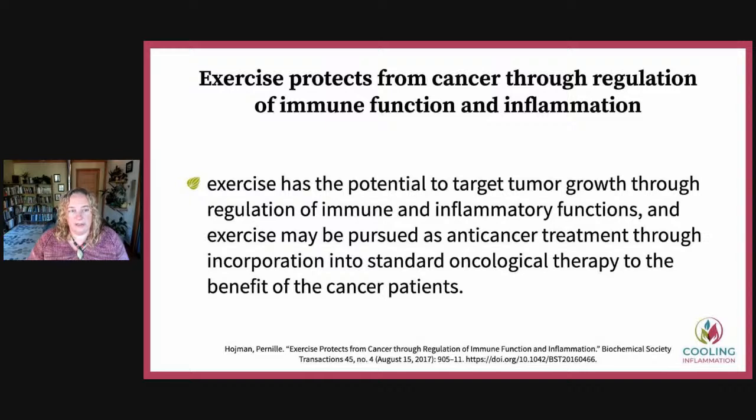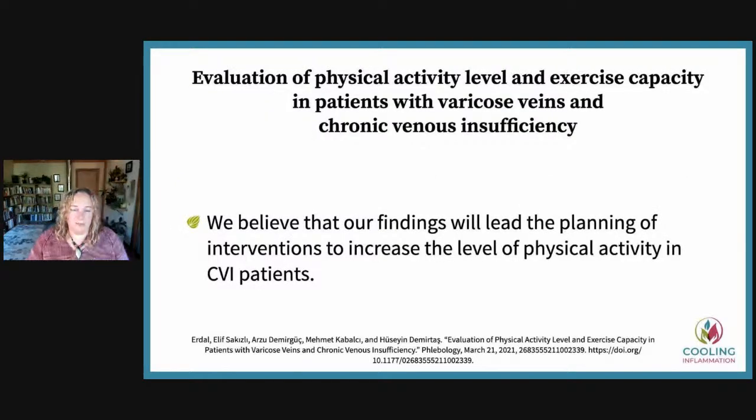Speaking of cancer, there are studies showing that exercise protects from cancer through the regulation of immune function and inflammation, and it can target tumor growth through the immune system. And so they're recommending that exercise be included as part of an oncology program. Then there's varicose veins, right? Spider veins, varicose veins, all of those are chronic venous insufficiency. And the conclusion of this trial was that our findings will lead to the planning of interventions to increase the level of physical activity in chronic venous insufficiency patients.